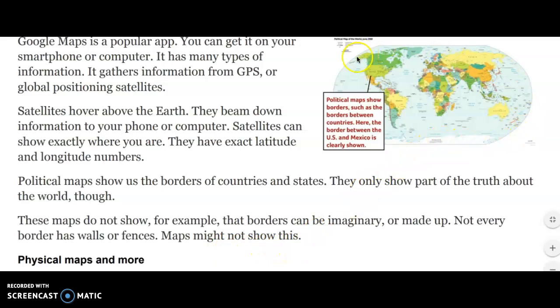So in the picture of this political map, there is a caption that says political maps show borders, such as the borders between countries. Here, the border between the US and Mexico is clearly shown. So political maps do show where one country is separated from another, but those lines don't necessarily exist in real life. They're usually imaginary, just like lines of latitude and longitude.